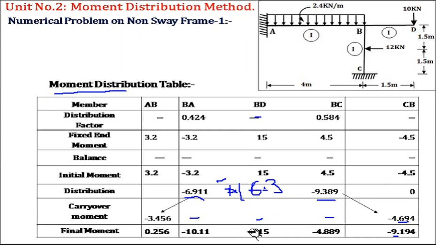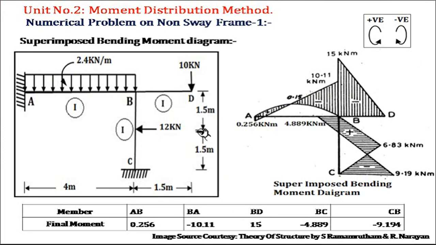Now if you take the summation of moment at joint B, that is minus 10.11 plus 15 minus 4.889, it will be equal to 0. That means at joint B it is in equilibrium. As we have found the moment in different members of the frame, the next step is to draw the fixed superimposed bending moment. Now in member AB, the moment is plus 0.256.